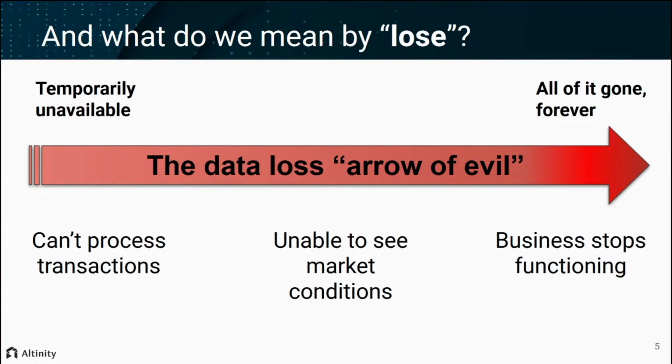Similarly, we want to define what we mean by the word lose. Well, in the context of data, lose is actually a spectrum. It's not a single thing. So when we lose data, we can talk about losing it temporarily. It can be just gone for a while, but come back completely, all the way to a state where it is completely gone forever. You will never see it again. You will feel awful, and it's just vaporized. So I call this the data loss arrow of evil.